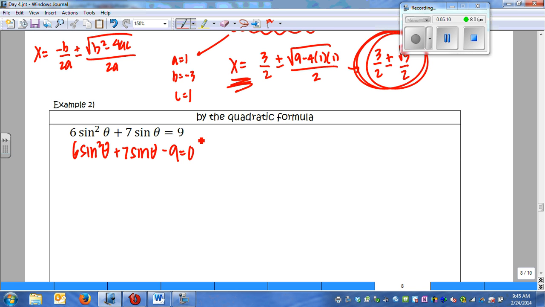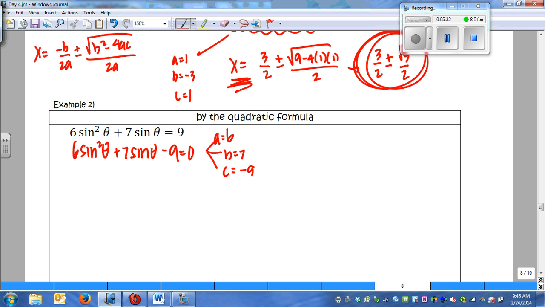So let's go ahead and pick off our a, b, and c before we try to substitute into the quadratic formula. A, the number multiplied by sine squared here, is 6. B, the number multiplied by sine theta, is 7. And C, the number by itself, is negative 9.